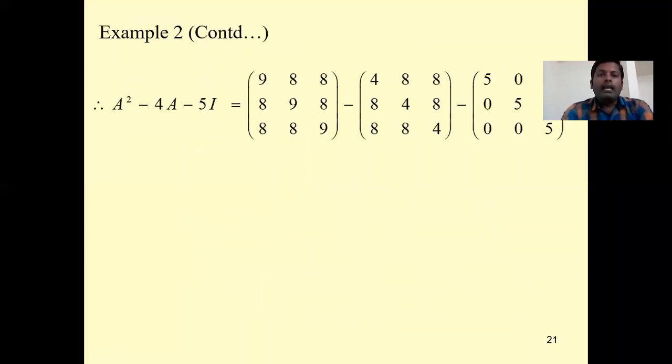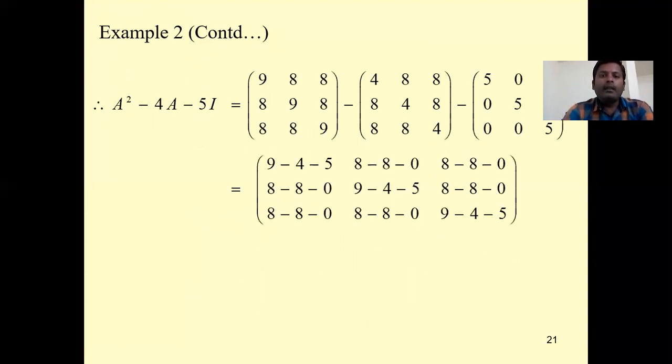Next, A square minus 4A minus 5I. All the values we have to substitute here. We get the final result 0. Here A square, the value is 988, 898, 889, and 4A value, we know that 488, 848, 884, and 5I means 500, 050, 005.